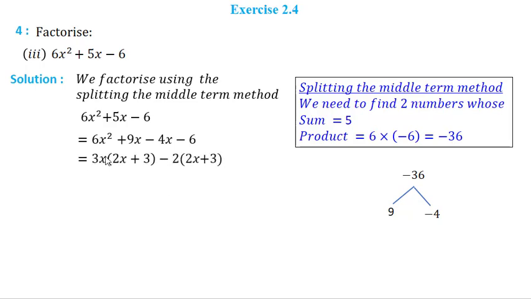Now from these two terms I can take 3x common. So after taking 3x common, I have 2x remaining here and 3 is here. And from these remaining two terms I will take minus 2 common. So again here I have 2x plus 3. Now 2x plus 3 I will take common, and in the other bracket I have 3x minus 2. So this 6x square plus 5x minus 6, after factorization gives me 2x plus 3 into 3x minus 2.